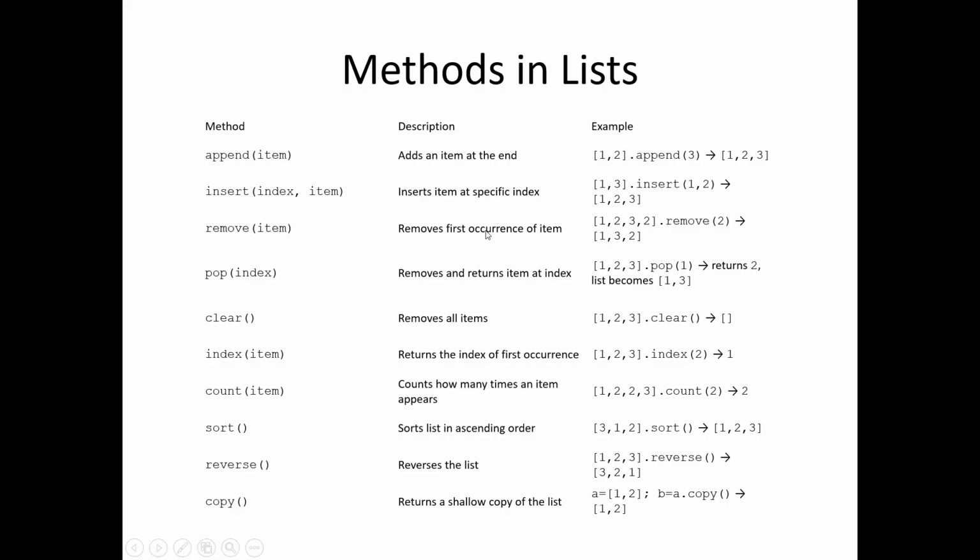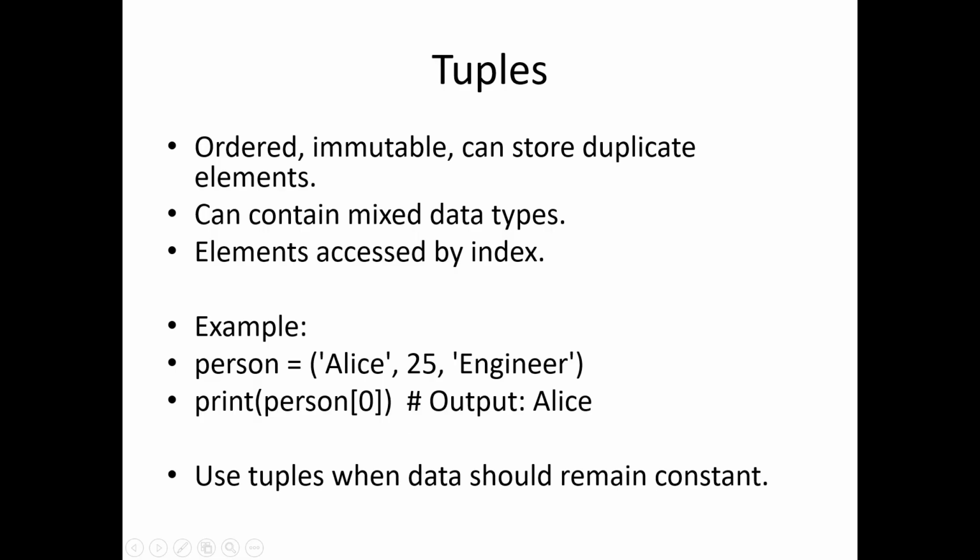Similarly, there are other methods you can try out. So let's move to our next data structure, that is tuples. A tuple is similar to a list, but it is immutable, meaning you cannot change its elements after creation. Tuples are ordered and can contain duplicates. They can also store different types of data.